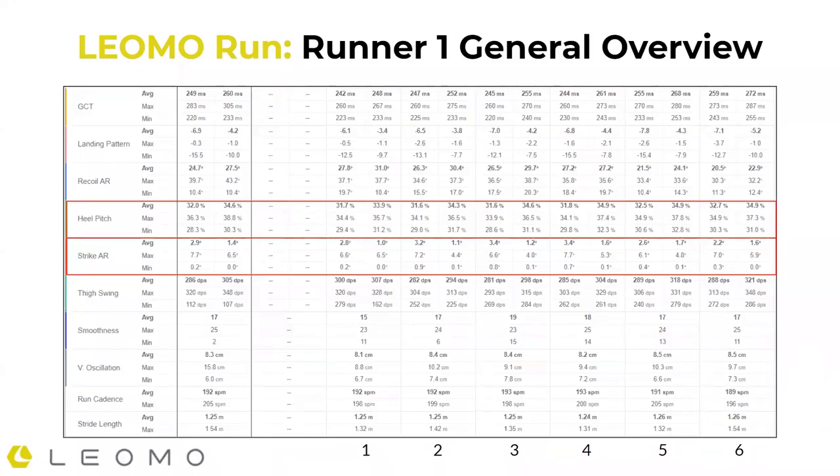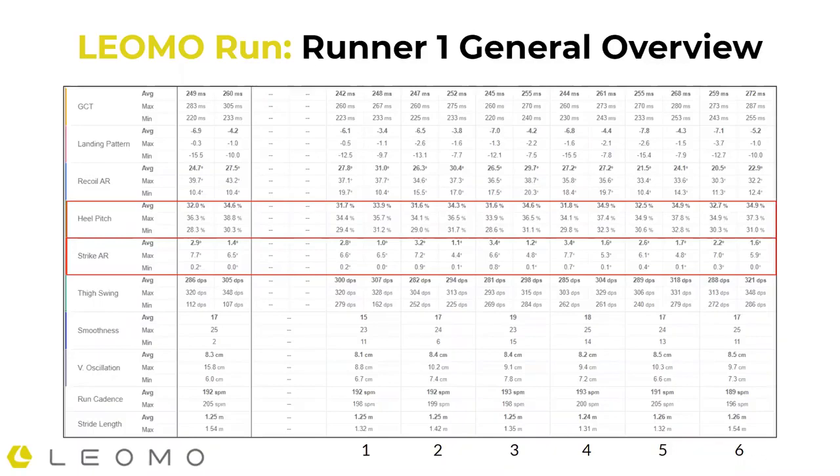What we have here is six 10-minute segments, all done at a relatively constant pace, and it's a tempo effort. So for our first runner, here are the two things that I picked that stick out right away. If we're looking at heel pitch across these laps, we can see that this right side is a little bit high, and 34, upper 34s to 35 at this pace is a little bit of a high value.